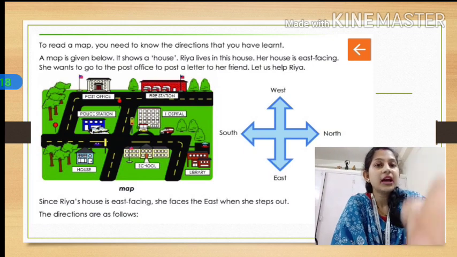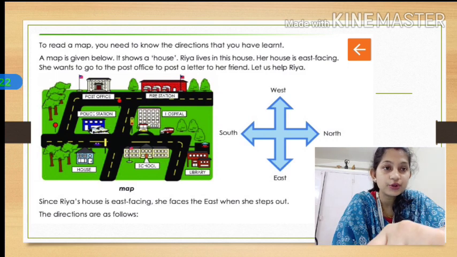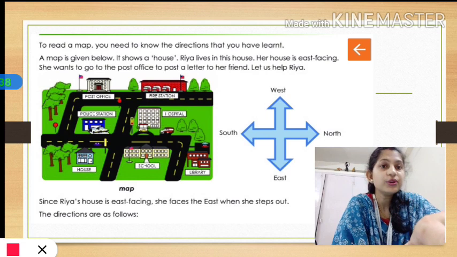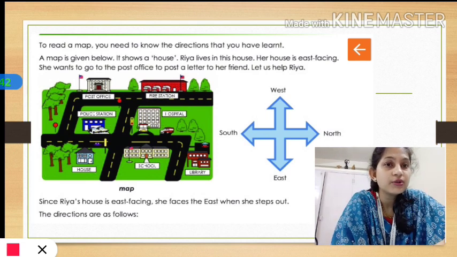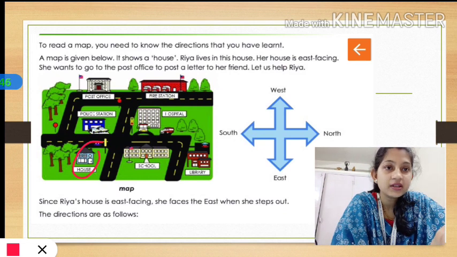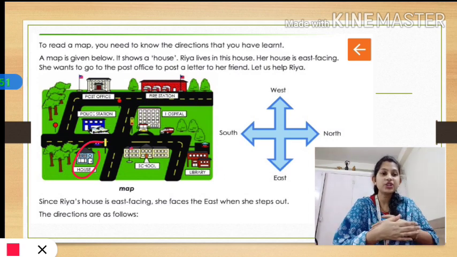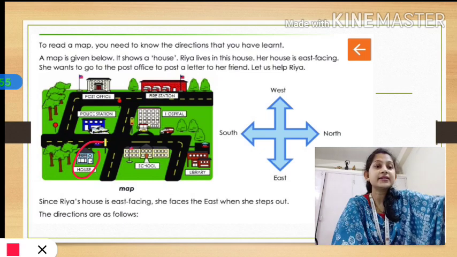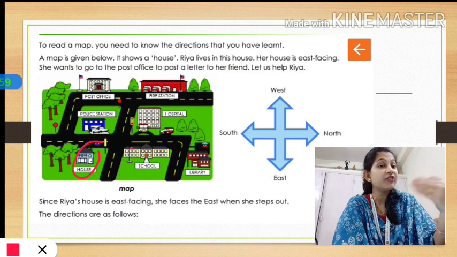To read a map, you need to know the directions that you have learned. Yes, that is what I have told you. Now see here, a map is given to you. It shows a house, this one. Okay, Ria's house. Ria lives here. Her house is east facing. Okay, that means when she is going to open the gate, in front of her gate the sun will be rising. She will be facing east. Okay, you understand? She will be facing east.